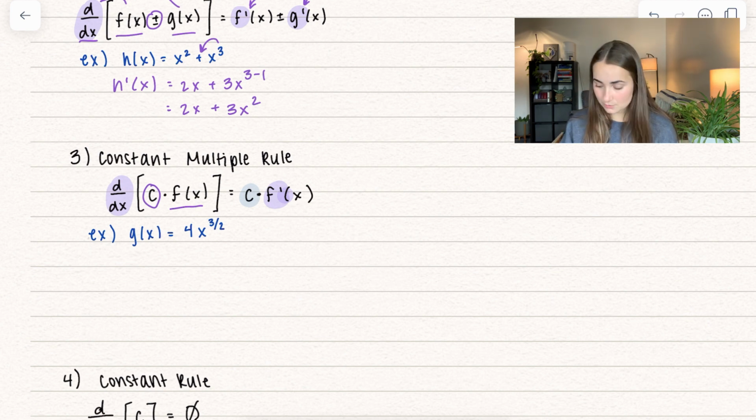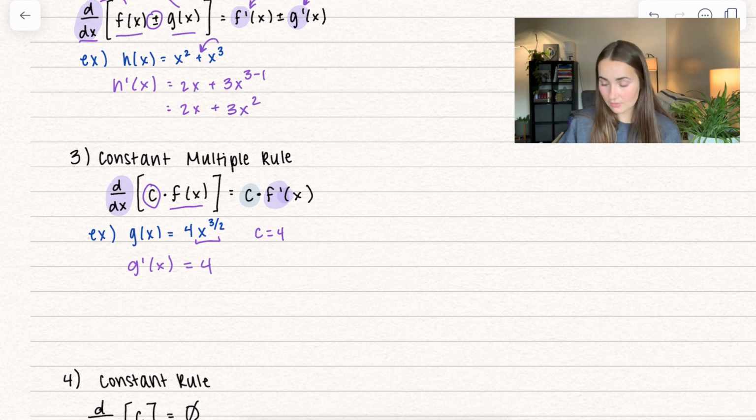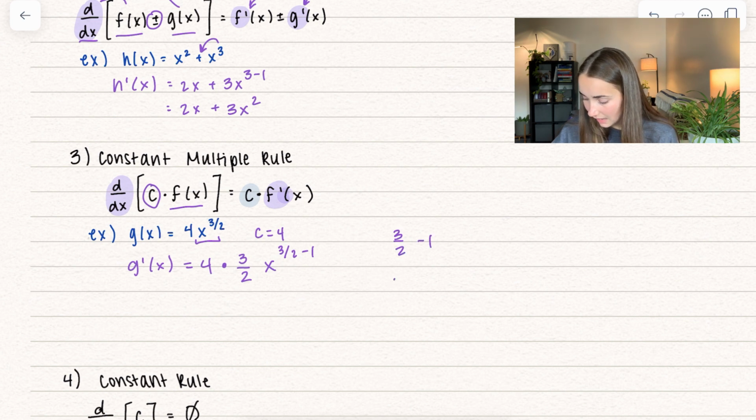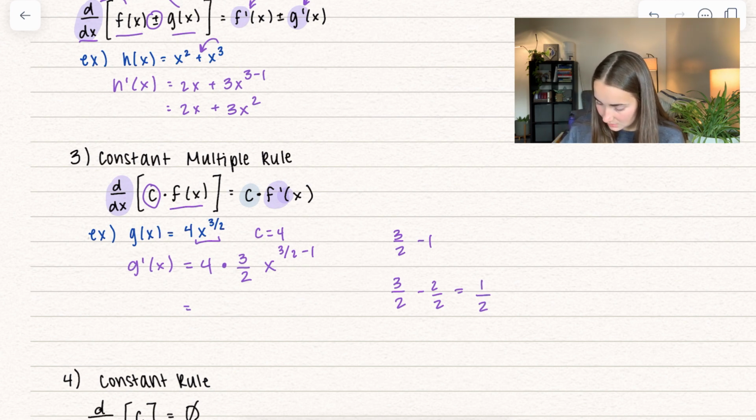I have g of x equals 4 times x to the 3 halves. So this right here is like our function, and our c is equal to 4. This means what I can do when I take the derivative is that 4 just hangs out here. It is chilling, it's along for the ride, and I'm going to apply the power rule now when I take the derivative of x to the 3 halves. So I bring that exponent down, and now I subtract 1 from the original exponent. If we remember, 3 halves minus 1, I can rewrite that minus 1 as 2 over 2, and so here I get 1 half. So now when I rewrite this, I get 4 times 3 over 2.